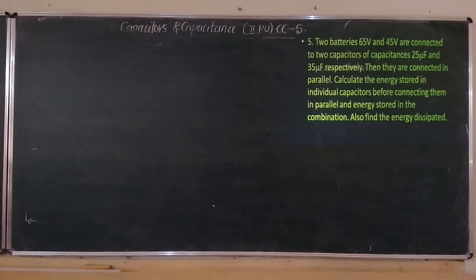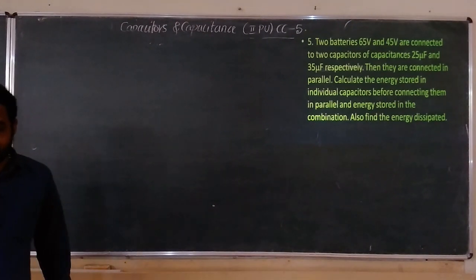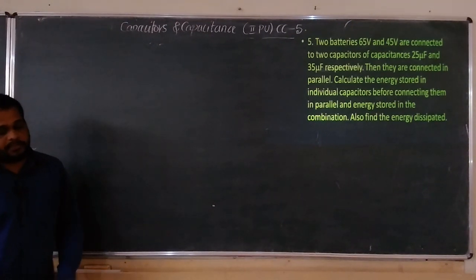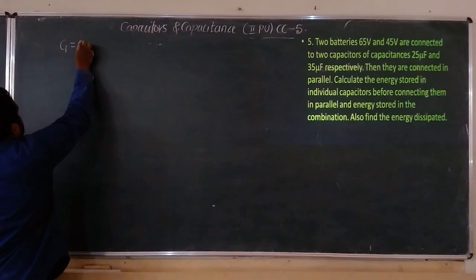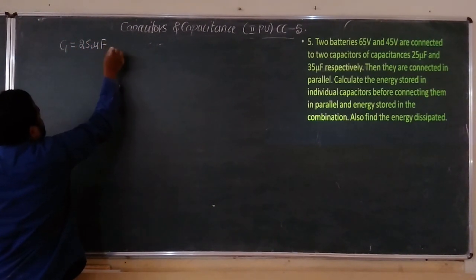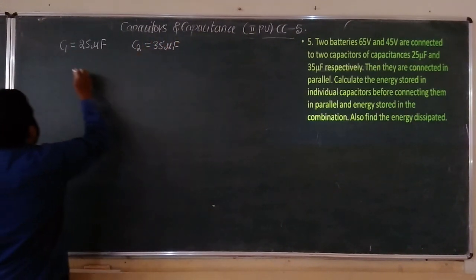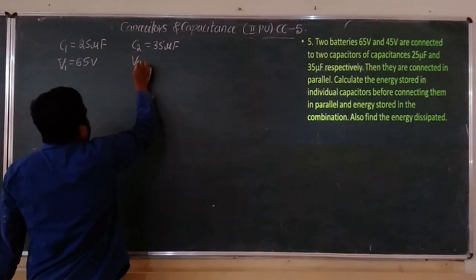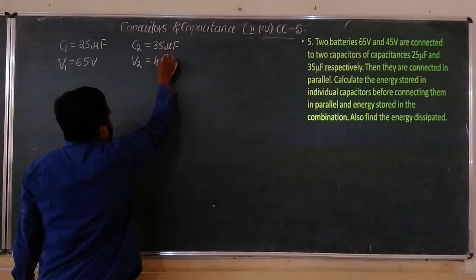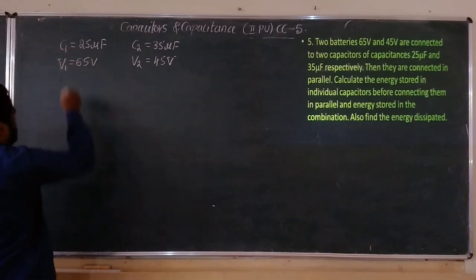So the next problem is: two batteries of 65 volt and 45 volt are connected to two capacitors of capacitances 25 microfarad and 35 microfarad respectively. So the first capacitance C1 is equal to 25 microfarad. The second capacitance C2 is equal to 35 microfarad. The first capacitor is connected to the 65 volt battery. The second capacitor is connected to the 45 volt battery.